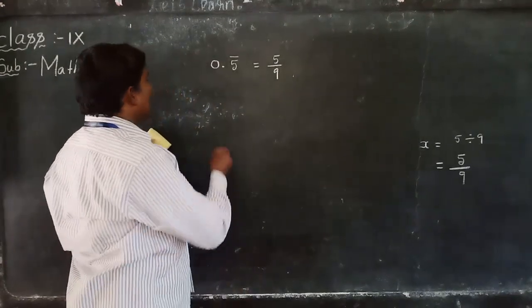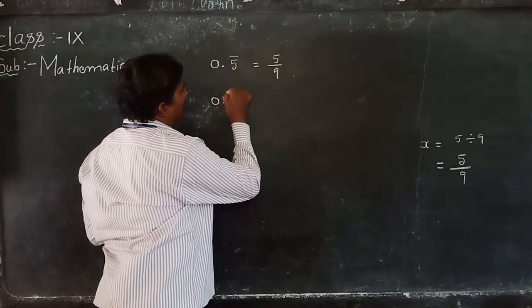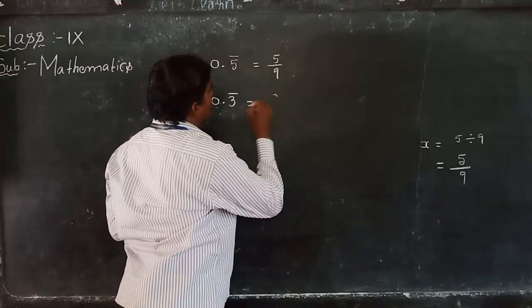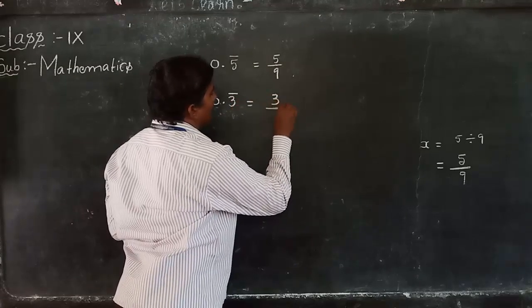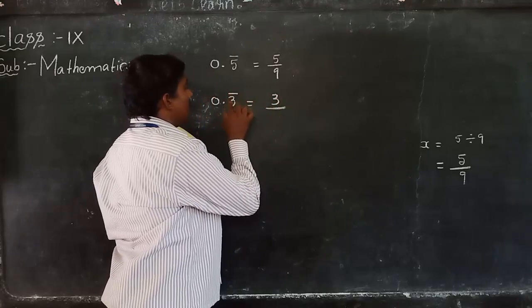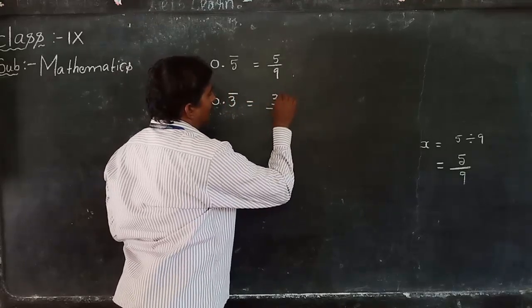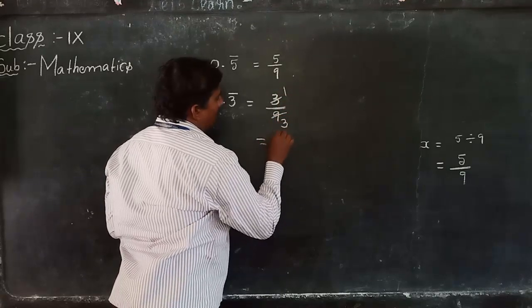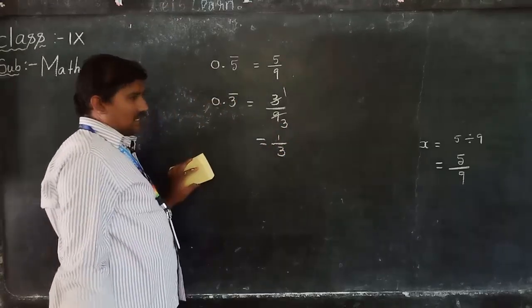Same like that only. For example, 0.3 bar is equal to, because of that 3, what will the number be? 3 by under the bar, how many values? That many 9s. So 3 by 9. 3 by 9, possible cancellation. 3 ones are 3, 3 threes are 9, so 1 by 3. Okay, one value means like this.